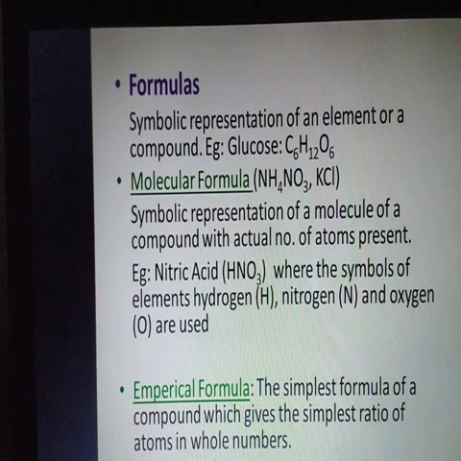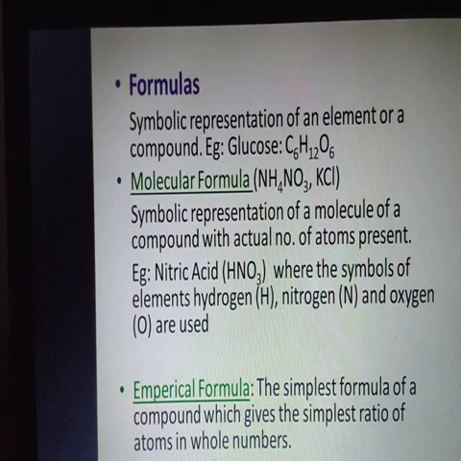The molecular formula is a symbolic representation of a molecule of a compound with the actual number of atoms present. That means in the molecular formula, the actual number of atoms present in the particular substance is mentioned. But what's the difference with the empirical formula? The empirical formula is the simplest formula of a compound, which gives the simplest ratio of atoms in whole numbers.